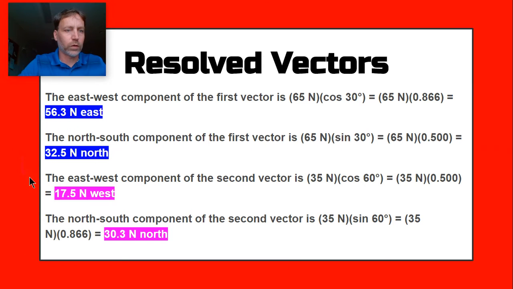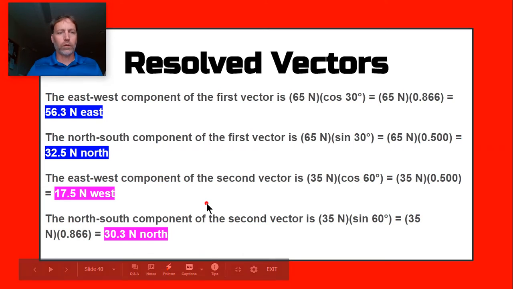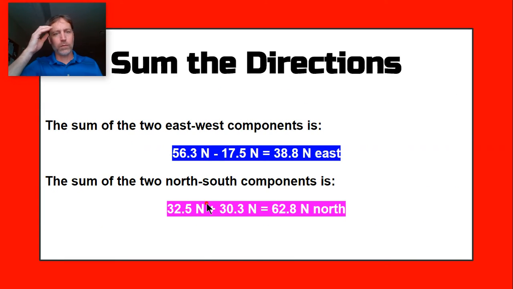So what is the resulting northern direction when we add those two together? Those are the vectors we resolved, and now we're going to add them together. Here we add up our east vectors. We had 56 newtons in the east minus 17.5. One direction is east, that's positive, and the west is going the opposite direction. So we subtract that. The resulting vector in the east is 38.8 newtons to the east.